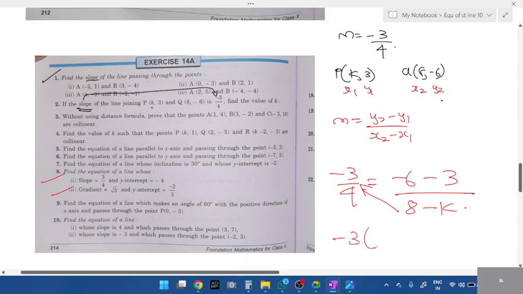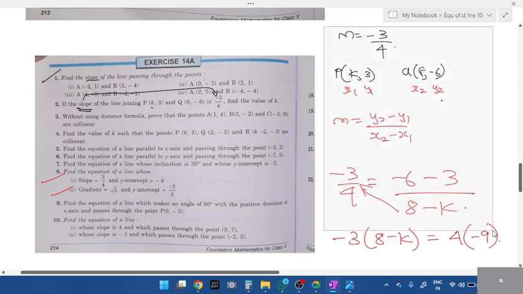Okay, try this question. What is minus 6 minus? How much is minus 6 minus 3? Minus 10. Complete this question. Second one.